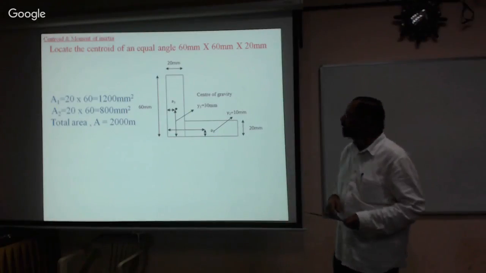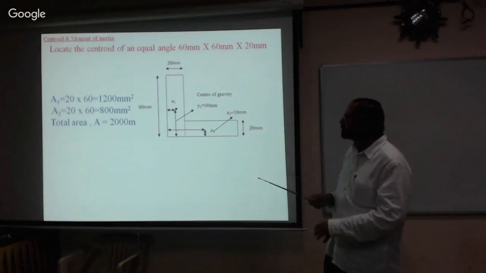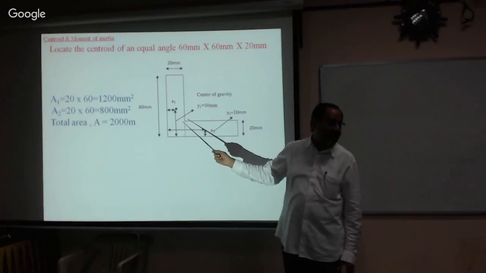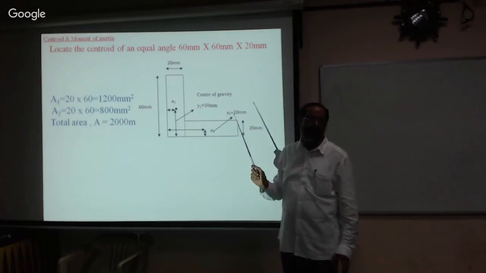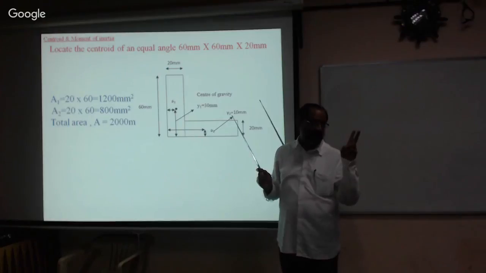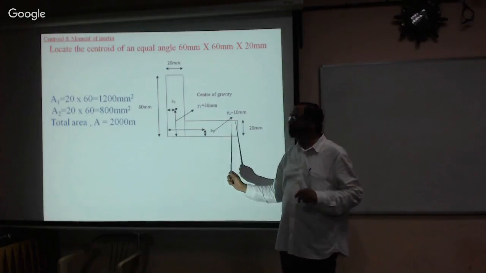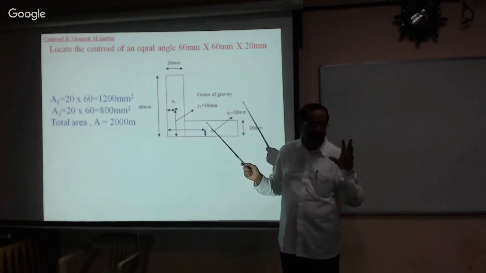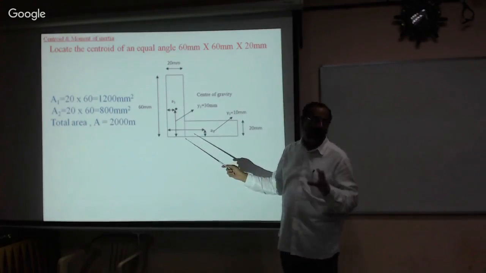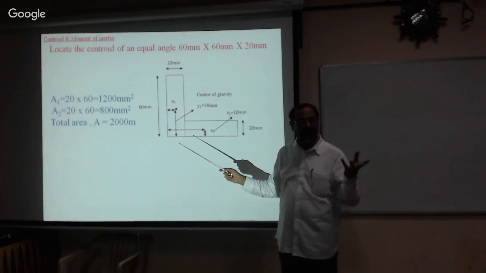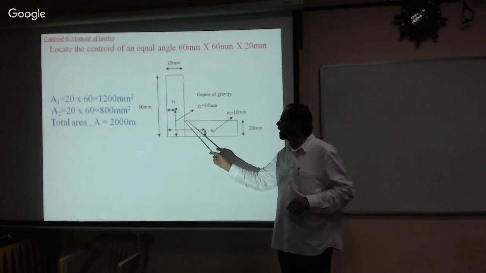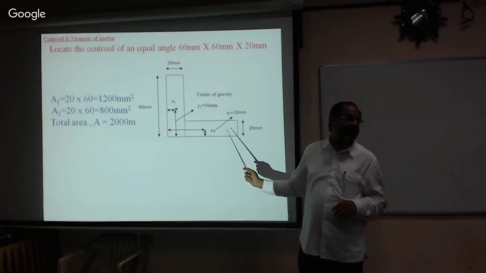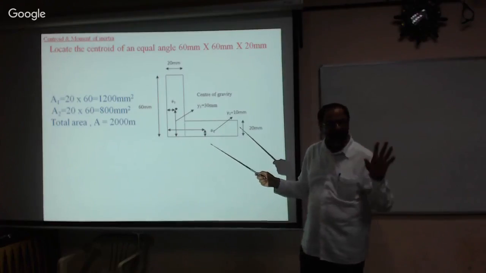To calculate the centroid of this figure, first divide this L section, this angle section, into two rectangles. This is one rectangle, the other one is another rectangle. It is not necessary to divide it in this way. According to your convenience, you can divide this figure like this also. You do it as you prefer.